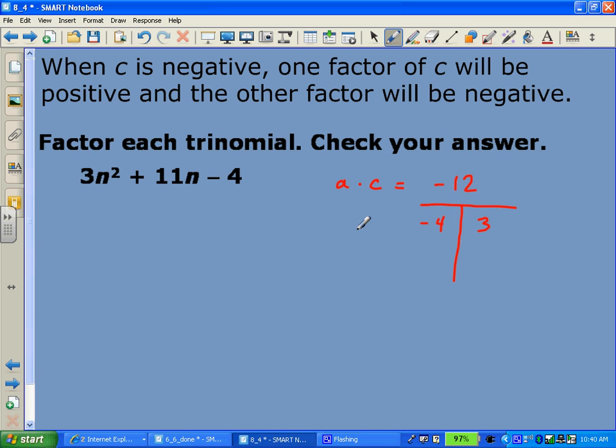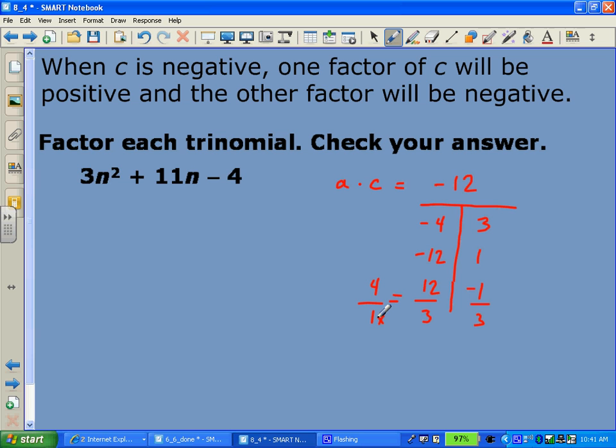Okay, well, so let's say negative 4 and 3. That doesn't work. That's negative 1. What about negative 12 and 1? Well, that'll get me negative 11, but that's not really what I want. I want positive 11, so how about we go positive 12 and negative 1? That should work. So let's put those over A.